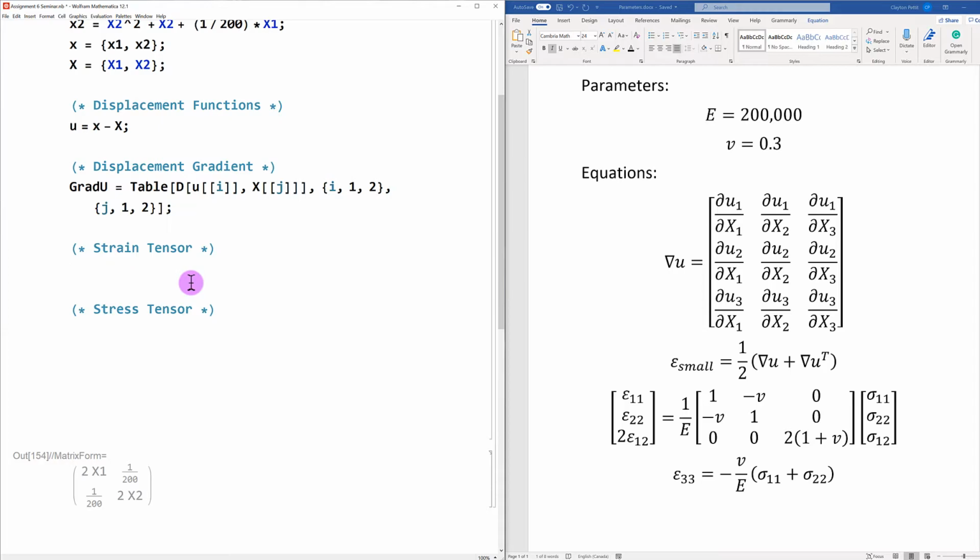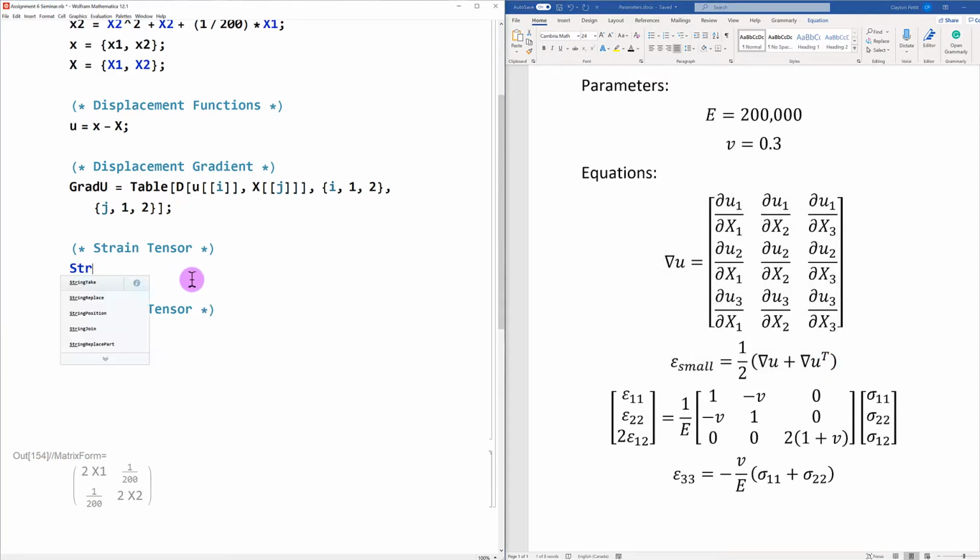All right, so that's not too bad, but again, this will be the hardest part. After here, it's smooth sailing. So the next part, I said, okay, with that gradient of u, or that displacement gradient, we can find our strain tensor. If we look down here in our useful equations, we know that our small strain tensor is simply 1/2 the gradient of u plus the transpose of the gradient of u.